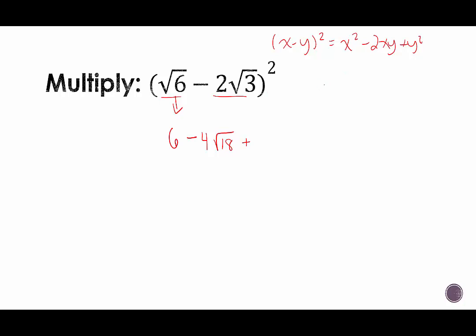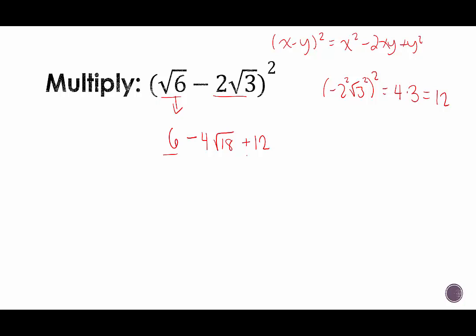We want to be careful about squaring the second term, so negative 2 root 3 squared. Squaring a negative will turn it positive, so that's where the plus sign comes from. Then it's 2 squared, which is 4, and the square root of 3 squared, which is just 3. So we want to be careful there. The coefficient gets squared. Meanwhile, the square simply cancels with the square root, leaving us with just a regular 3, and 4 times 3 is 12. So this will become 12.